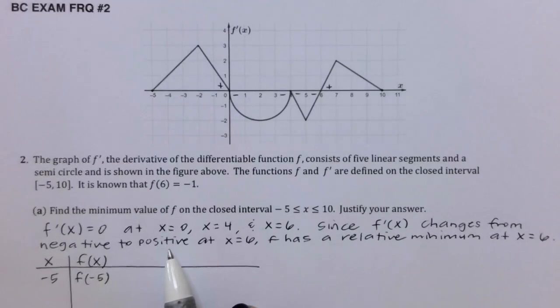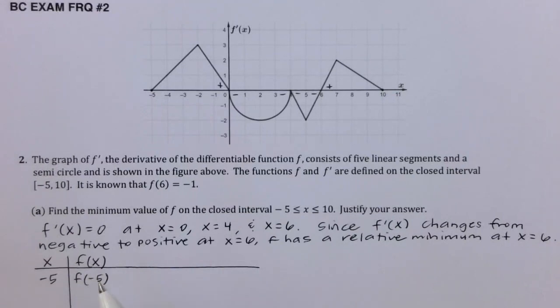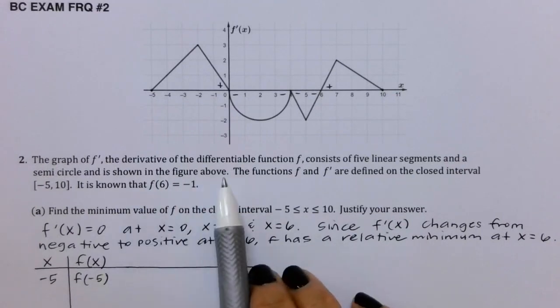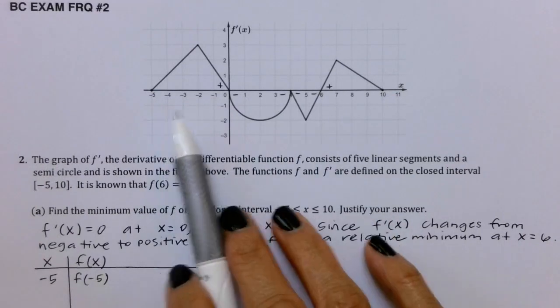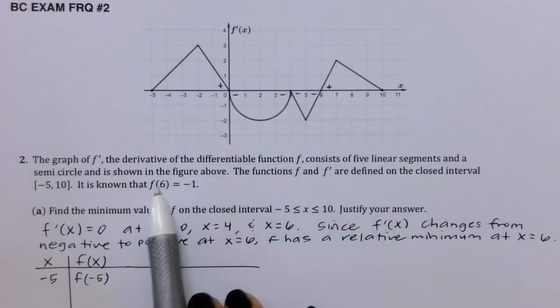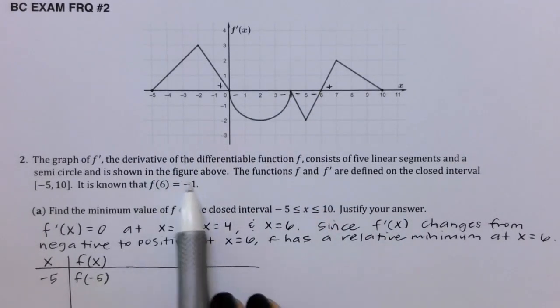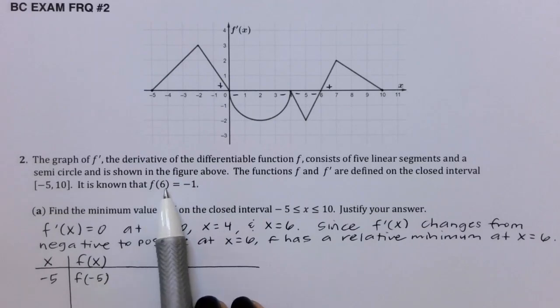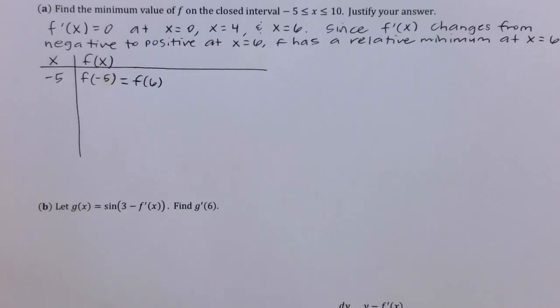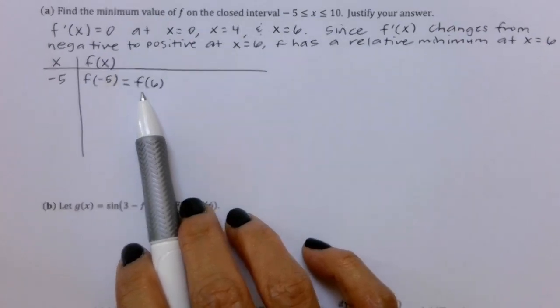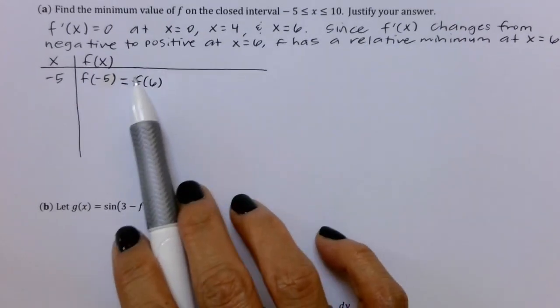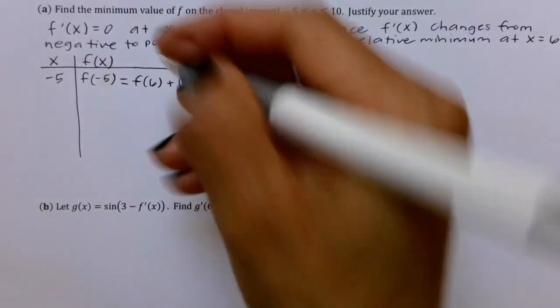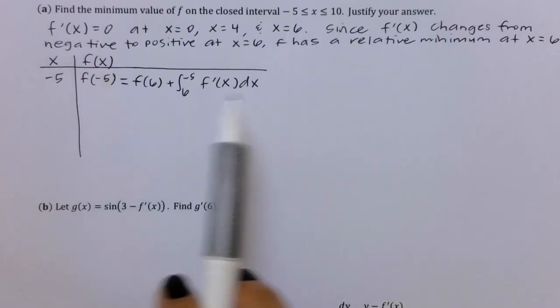The really important thing to note at this point, to find f of -5, is that we know very little information about the actual function f. We have this for f prime, and then you want to note the initial condition. This is the key right here: f of 6 equals -1. So to find f of -5, we're going to use the initial condition. We start with what we have, and then we add to that what we have to what we want. This is the setup we're going to use.